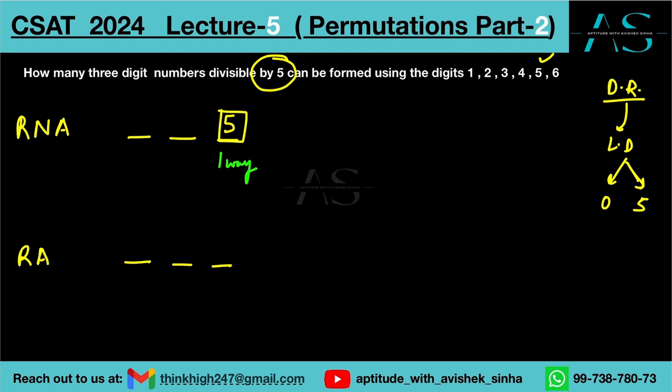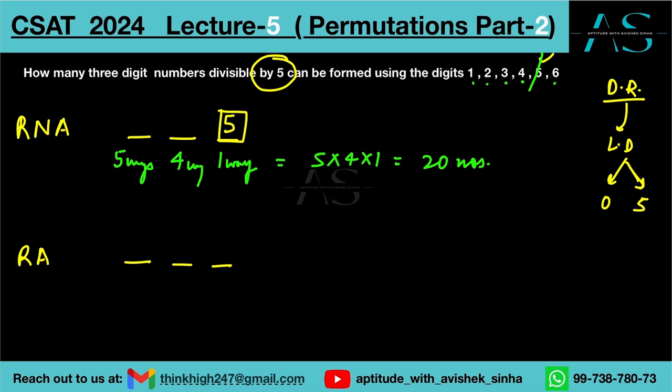Alright. 5 has been taken out. Now how many options do I have now? 1, 2, 3, 4, 5. So any of the next chairs can be filled in 5 ways. Any of the next chair can be filled in 4 ways. So 5 into 4 into 1, which is 20 numbers.